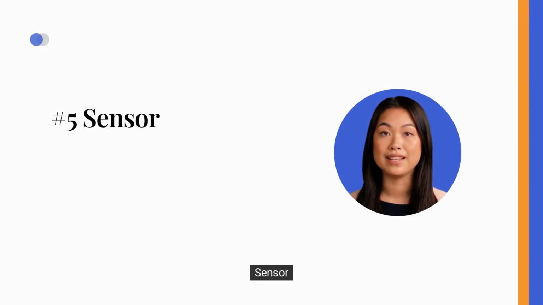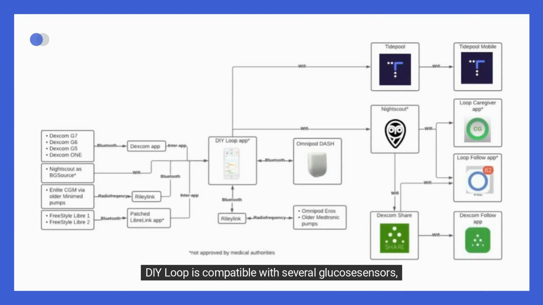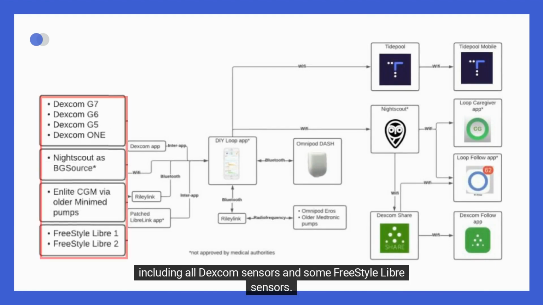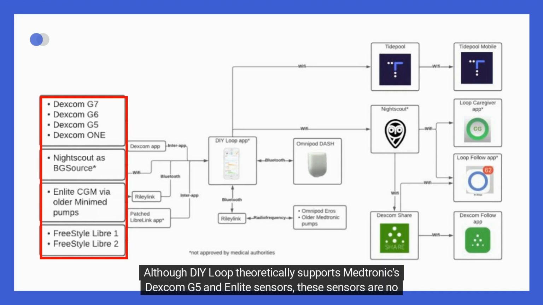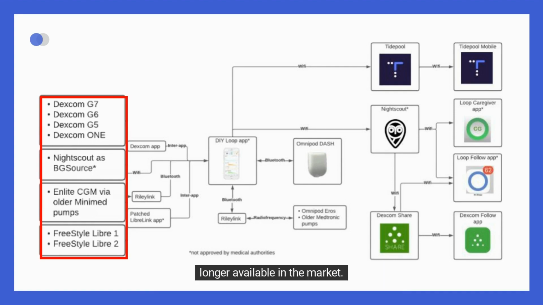5. Sensor. DIY Loop is compatible with several glucose sensors, including all Dexcom sensors and some Freestyle Libre sensors. Although DIY Loop theoretically supports Medtronic's Dexcom G5 and Enlite sensors, these sensors are no longer available in the market.